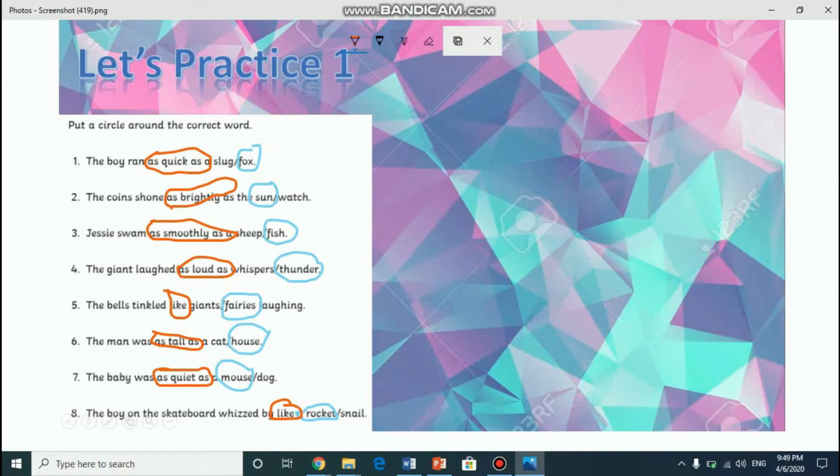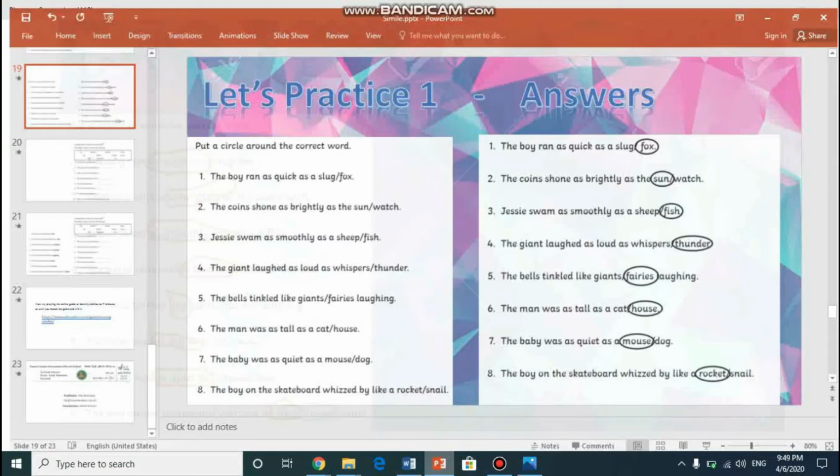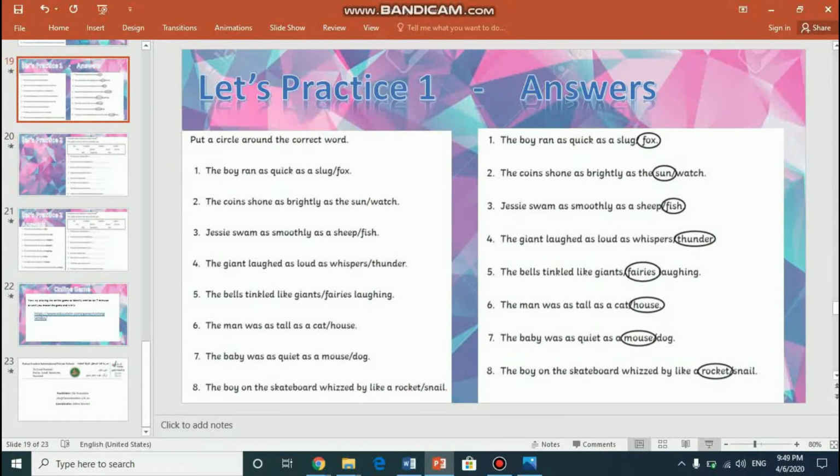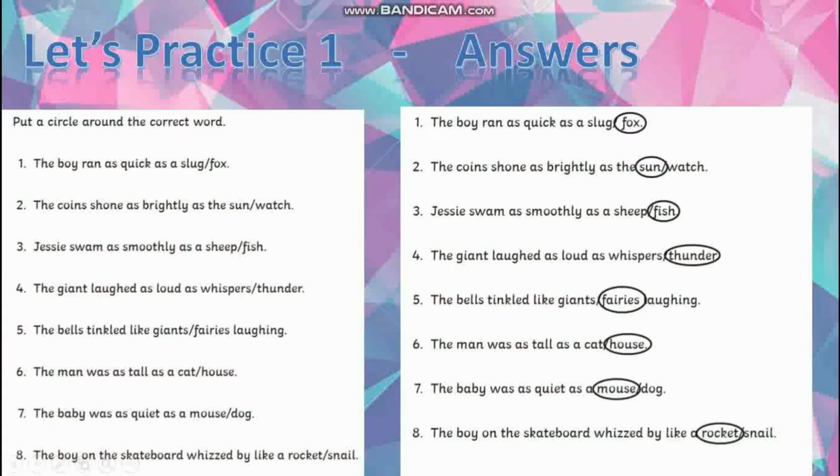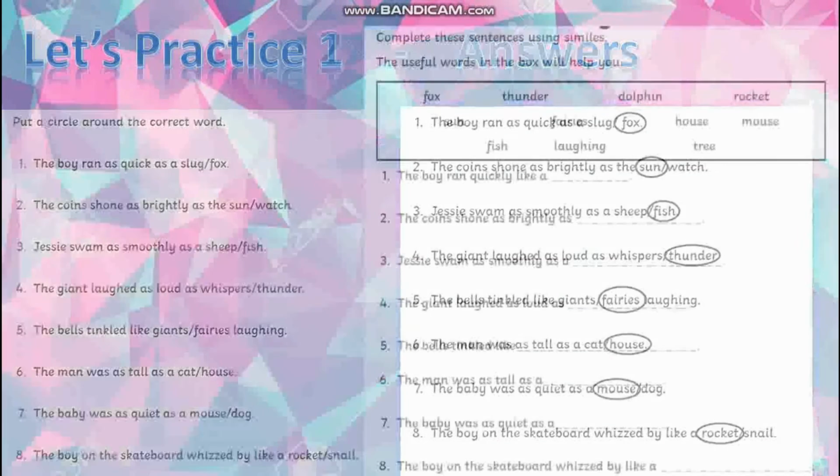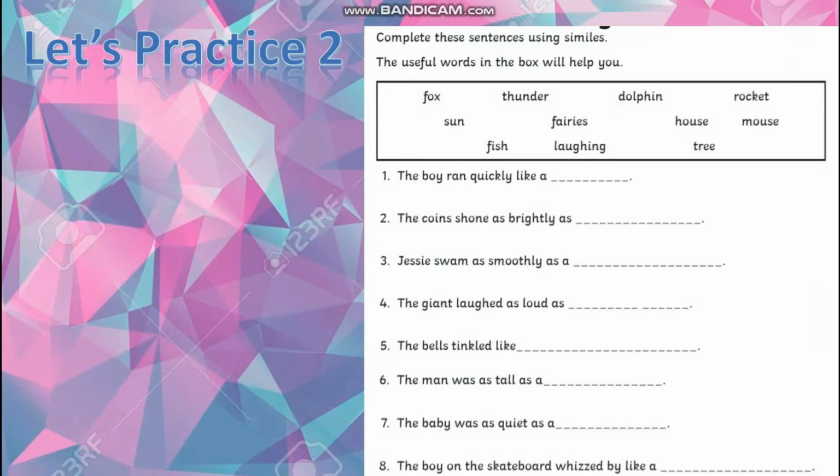Please make sure that if you're on the copybook now, you are finalizing fox, sun, fish, thunder, fairies, house, mouse, and rocket. And you have here the final material that you need to have. It's supposed to look like this one here for answers on the right, and the correct answer needs to be circled. If you need to have another practice, it's practice number 1 with a box of useful words. You need to complete these sentences in order to make a simile.